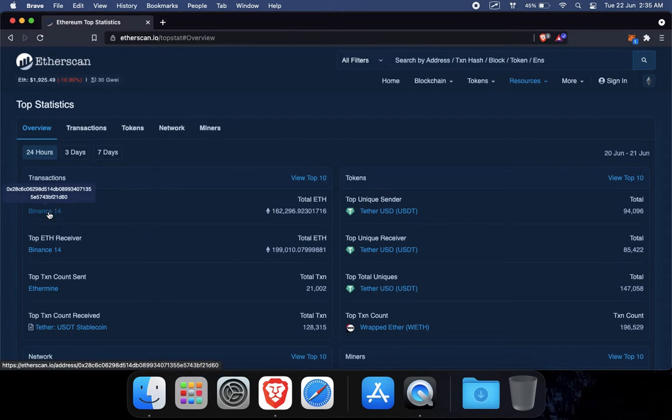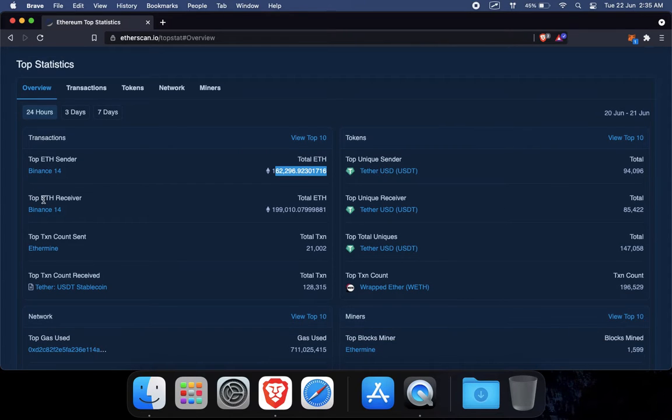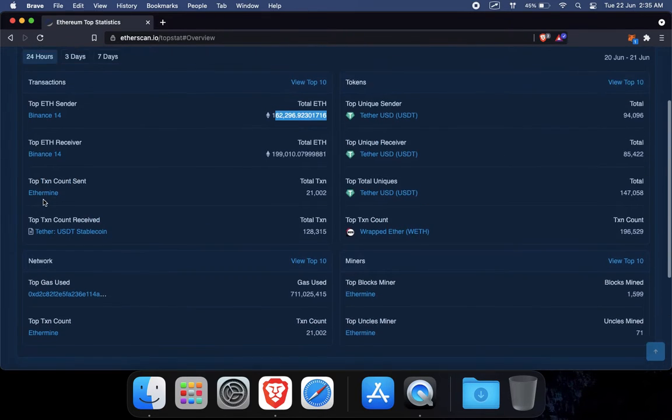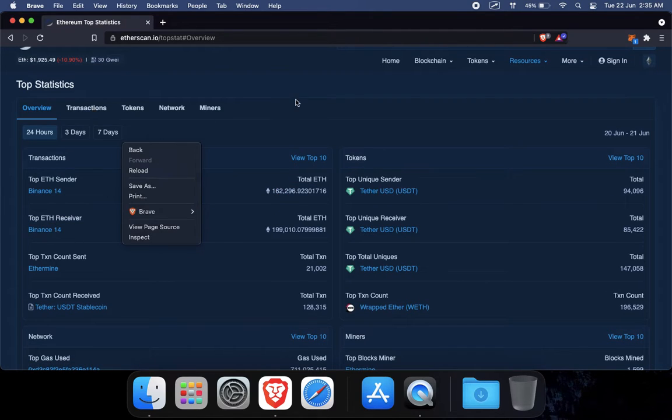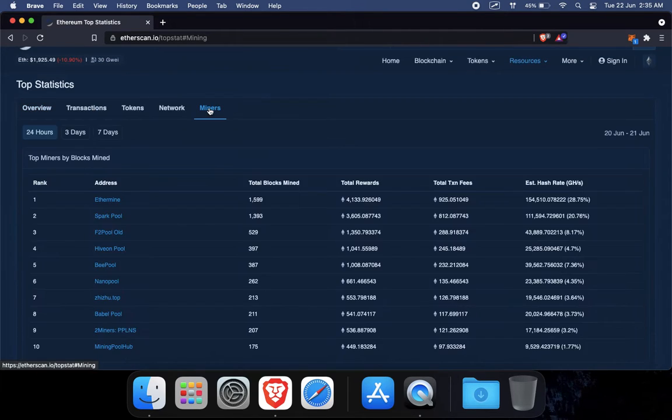Top ETH sender, Binance 14. So whoever this is has been sending the most amount of ETH. Top unique sender, USDT. Okay, no surprises there. Billions of USDT are minted every so often. Out of thin air, some people say. Top miners, Ethermine, so on and so forth.